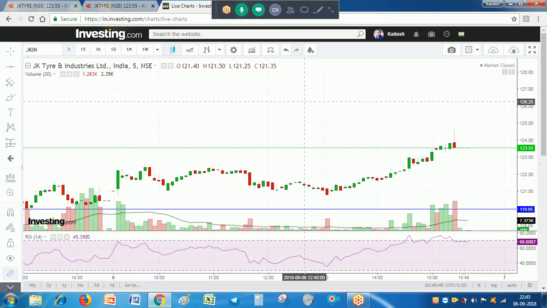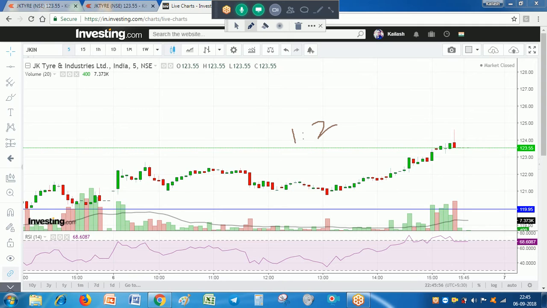It is a very good trade in the ratio of 1:2, because with a 1 rupee risk we have got the reward of 2 rupees.